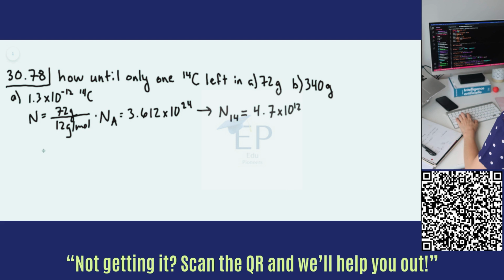So then, using the N equals N naught e to the negative lambda t thing we've been using all chapter, just go right ahead and write down an expression for the time this will take.